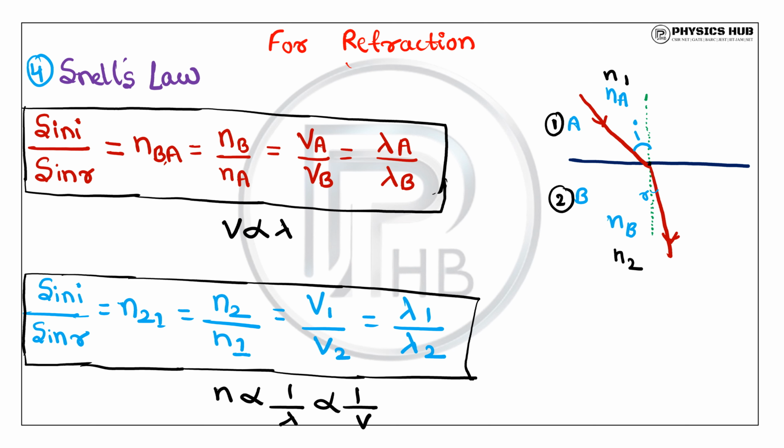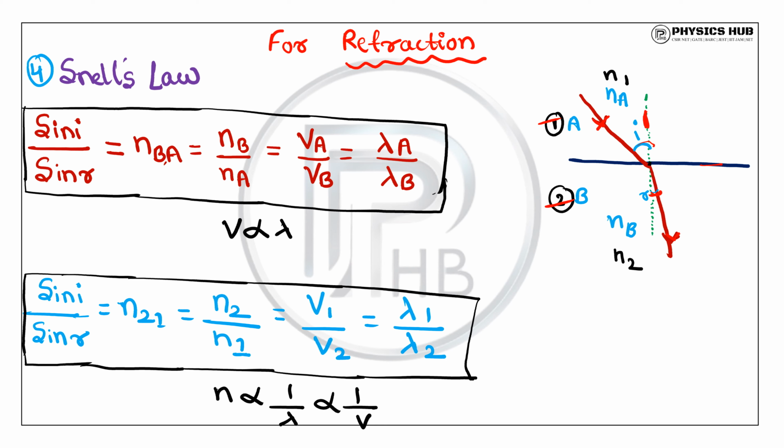Next is the light formula for refraction. First one is Snell's law. Snell's law states that when light passes from one medium to another medium, it bends at the boundary. So this is medium 1 and this is medium 2. When light travels from this medium to this medium, the light bends at this boundary. This is known as the boundary, and this is the normal. And this I is the angle of incidence and this R is the angle of refraction.